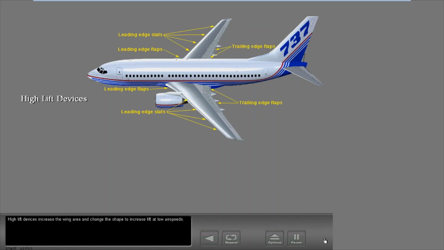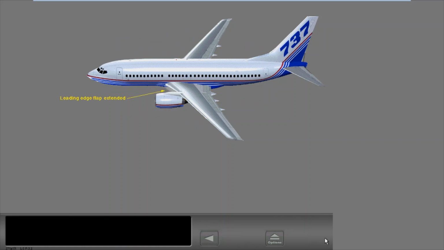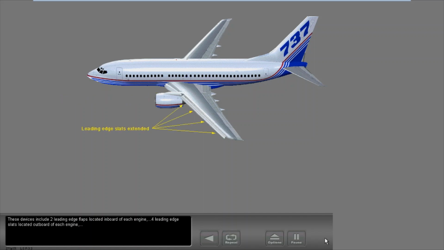High lift devices increase the wing area and change the shape to increase lift at low air speeds. These devices include two leading edge flaps located inboard of each engine, four leading edge slats located outboard of each engine, and inboard and outboard double slotted flaps on the trailing edge of each wing.